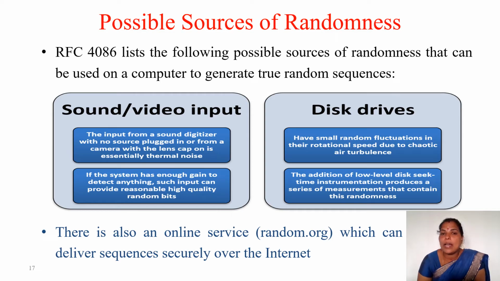Sound and video input can also be used, and disk drives can also be used to generate a true random number. There is an online service, random.org, which depicts how sequences of random numbers are generated over the internet. If time permits, please go through what random.org is, and how the random numbers are generated using sound or video input. The input from a sound digitizer with no source plugged in, or from a camera with a lens cap on, is essentially thermal noise.